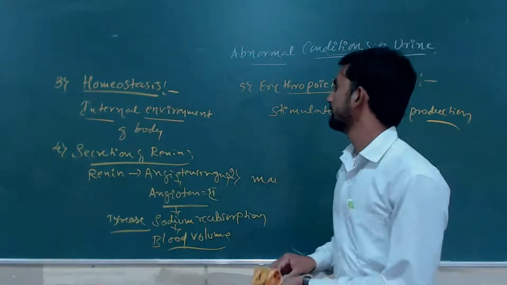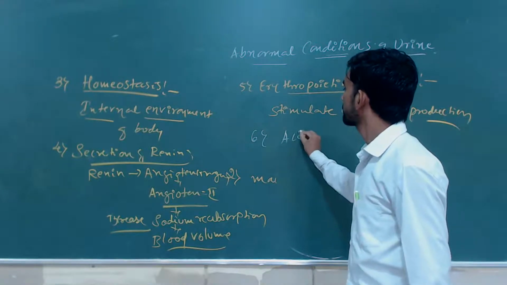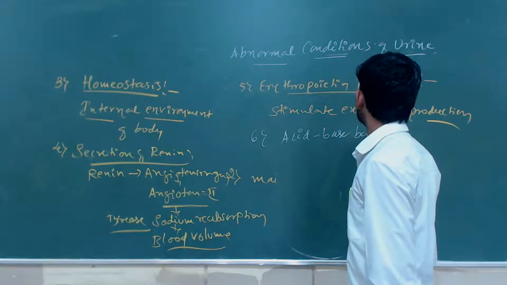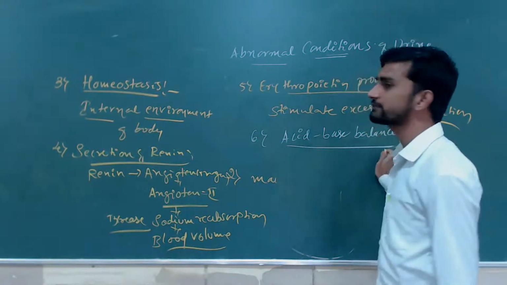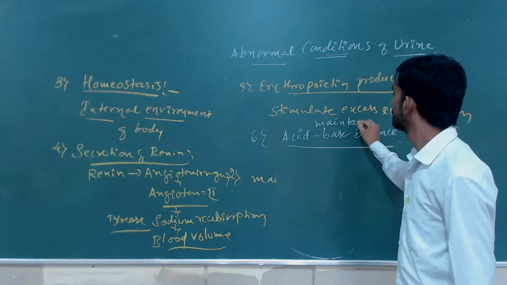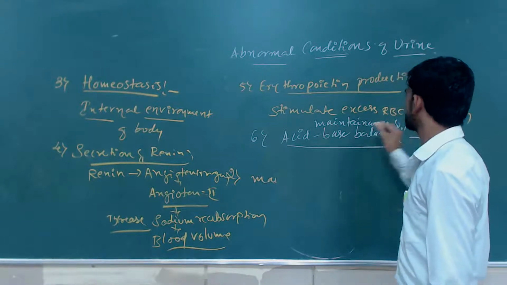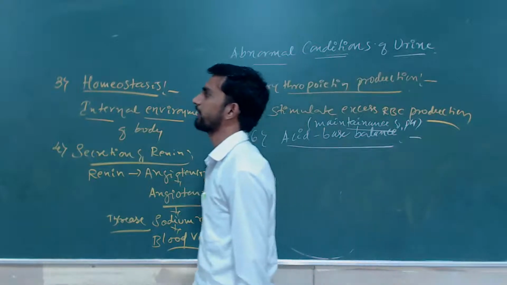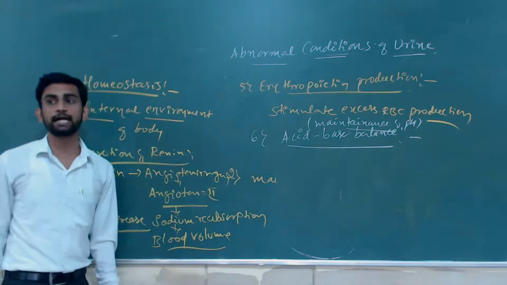Along with that, it also maintains the sixth one, acid-base balance. It maintains the acid-base balance, in the sense of maintenance of pH. It maintains the pH in the body fluid, especially in the blood. How does it maintain the pH, or the acid-base balance?